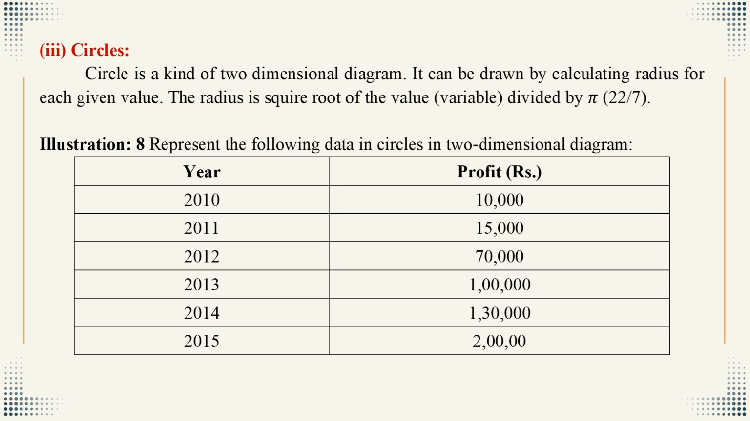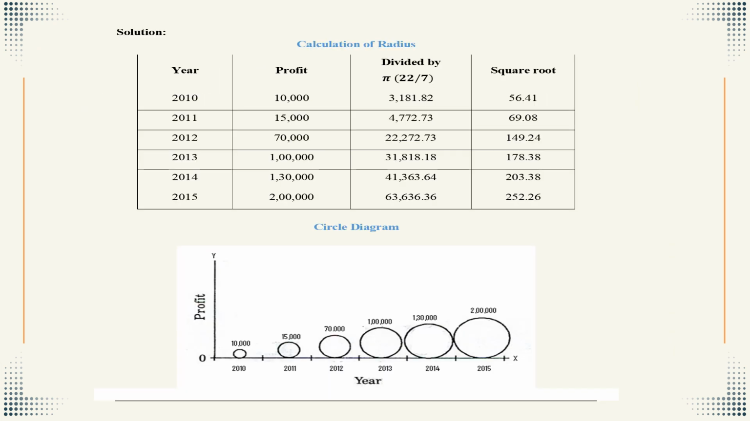Next one is circles. A circle is a kind of two-dimensional diagram. It can be drawn by calculating the radius for each given value. The radius is the square root of the value, that is the variable, divided by pi, that is 22 by 7. To explain it well, one illustration has been given for different years and profit for those years. As explained by me, the calculation has been done.